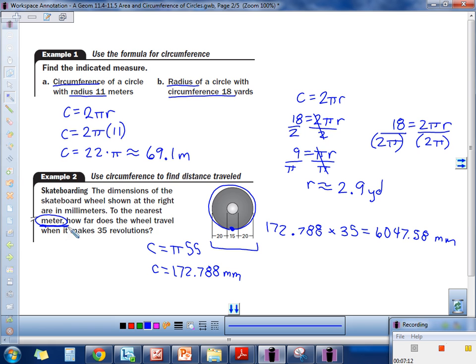How do we make that millimeter answer meters? Divide by how many? 1,000. Good job. We divide this by 1,000 to get it into meters. So when you divide that out, you get about 6 meters. Good job.